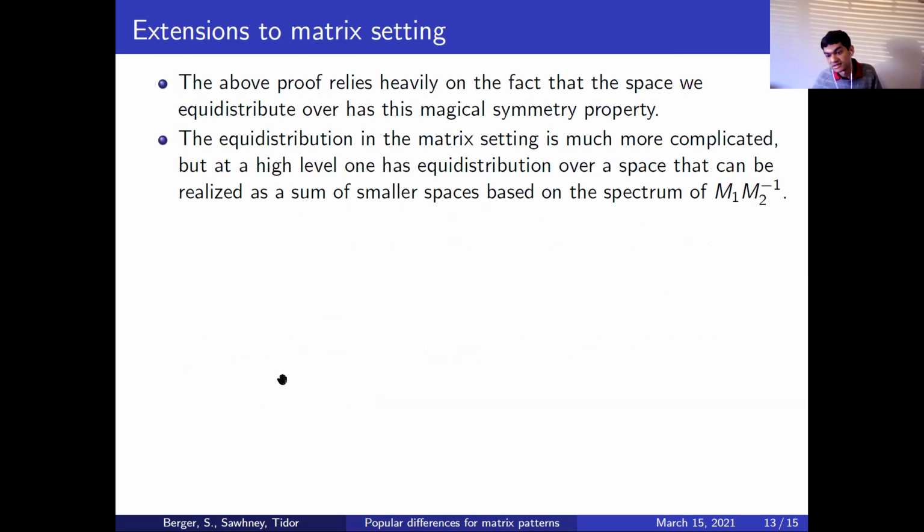And in the matrix setting, it's much more complicated, but at a high level, if you work it out, you have equidistribution over some larger spaces that depend on the matrices. And they actually can be realized as a sum of smaller spaces depending on the spectrum and eigen decomposition of this key matrix, M1 M2 inverse.